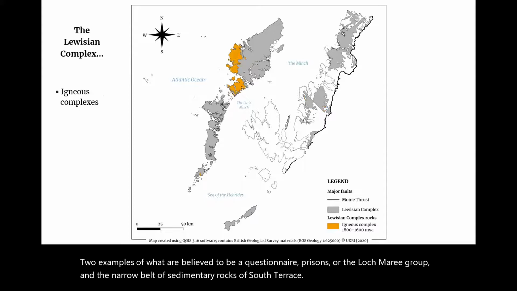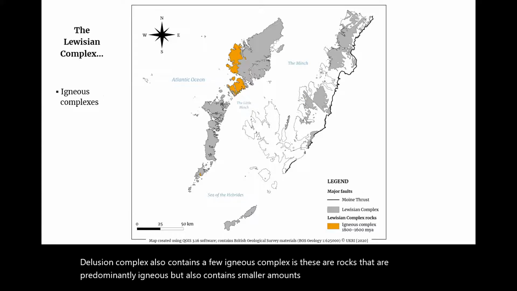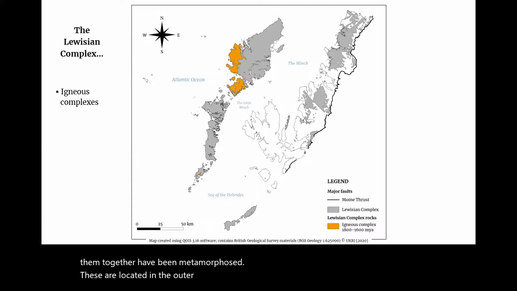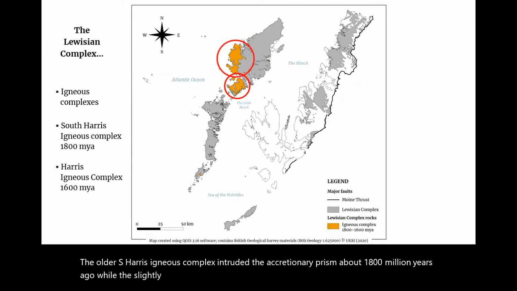The Lewisian complex also contains a few igneous complexes. These are rocks that are predominantly igneous, but also contain smaller amounts of sedimentary rocks, and all of them together have been metamorphosed. These are located in the Outer Hebrides, mostly on the largest island of Lewis and Harris. The older South Harris igneous complex intruded the accretionary prism about 1,800 million years ago, while the slightly younger Harris igneous complex was in place about 1,600 million years ago.